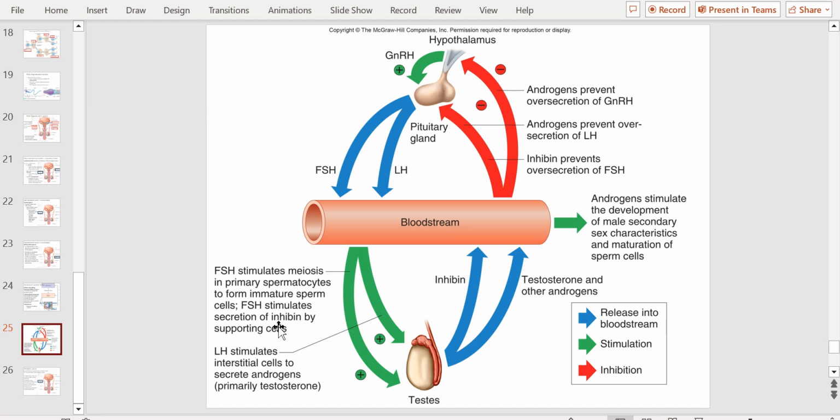FSH stimulates secretion of inhibin by supporting cells, so there's your inhibin produced on the other side. LH stimulates interstitial cells to secrete testosterone. On the back side, inhibin is produced, and testosterone is produced, which turns everything off when amounts get higher. Testosterone is also involved in the secondary male characteristics.